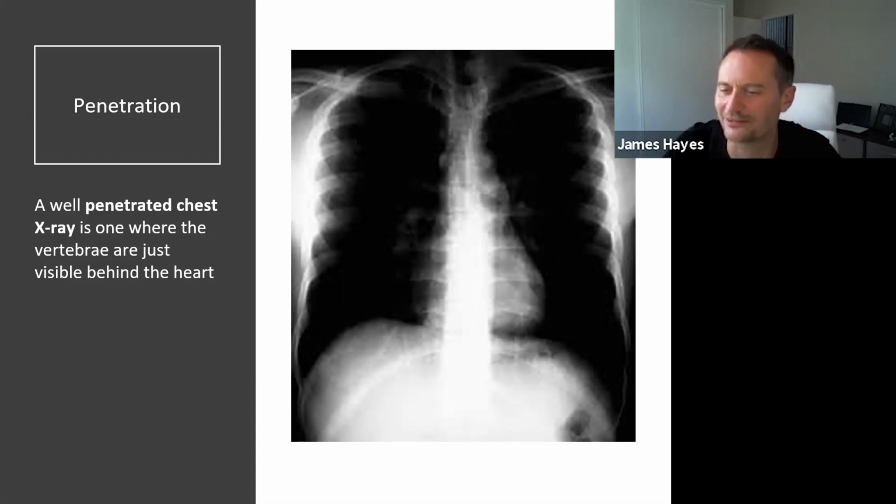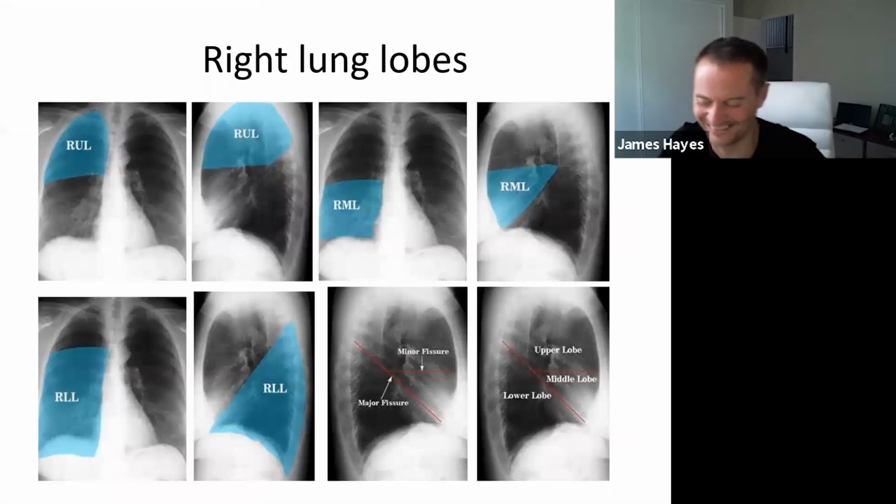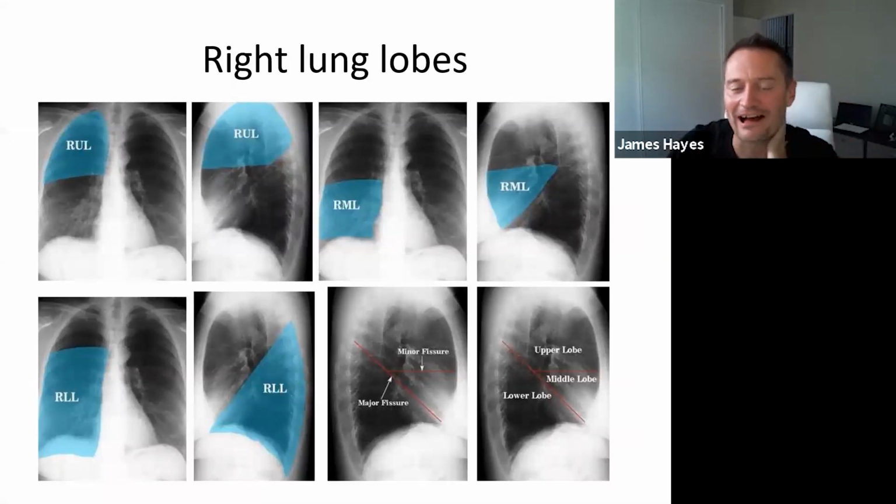I am going to bore you. It's got too much milliamps and not enough kilovolts. Haha. A life of a nerd. Right lung lobes, you know where they are. They always surprise you though, because the right lower lobe is at the back.